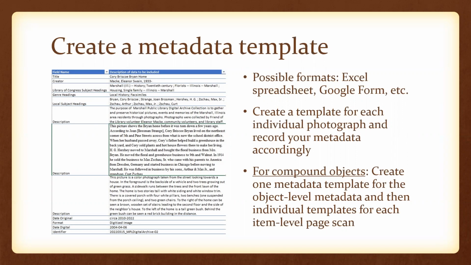So for compound objects, you want to create a metadata template for the object level metadata. So that might have a file size that's much larger, or a description that's different. And then you also want to have each page have its own item level scan as well. So just keep that in mind, if you have a bigger work with multiple sections to it, that you're going to want to do a compound object, and you want to include both the object level metadata and the item level metadata scan.